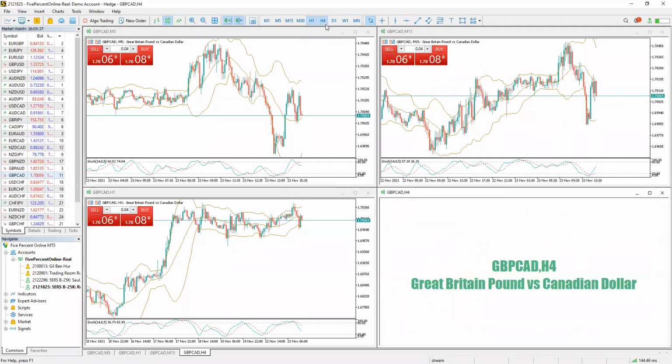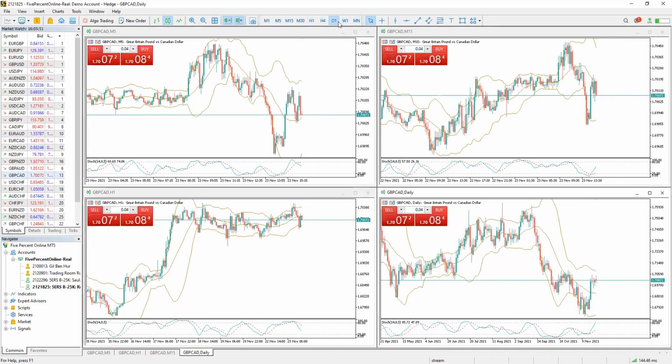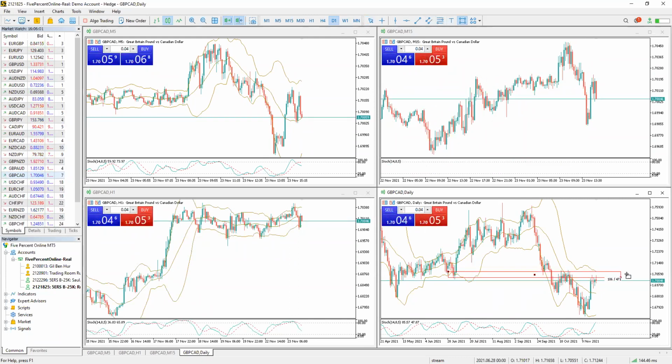Actually, what I see is very consolidating. Actually, the market is on an important key zone. If I look at the daily, approximately this zone.